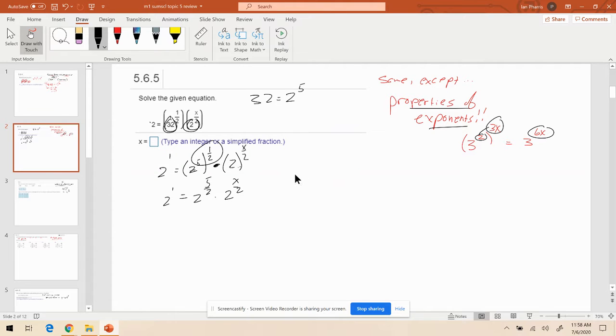So let's now set the exponents equal. We have 1 is the exponent equals 5 over 2 plus x over 2. Let's multiply everything by 2 on both sides to get rid of those fractions. 2 equals 5 plus x. Subtract 5 from both sides, and you get -3 equals x.